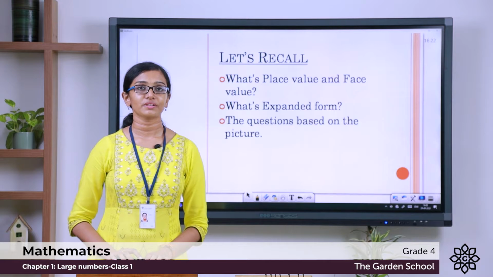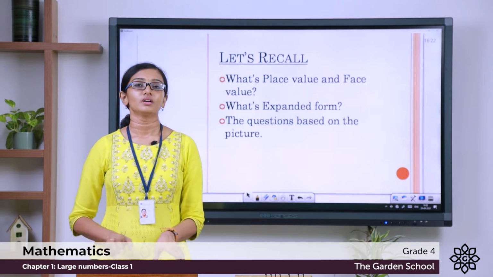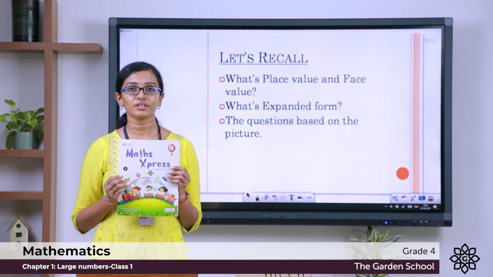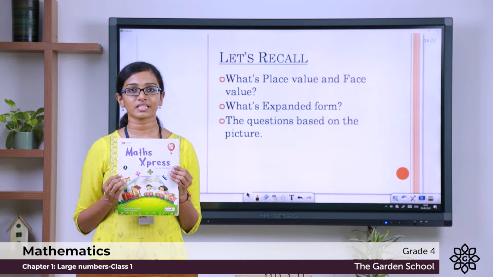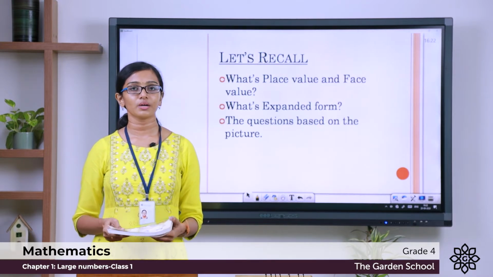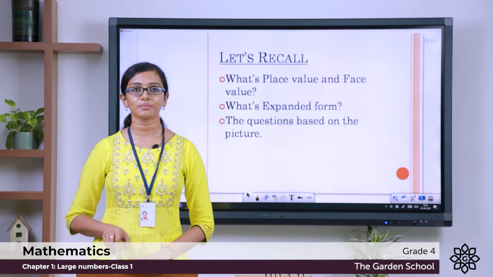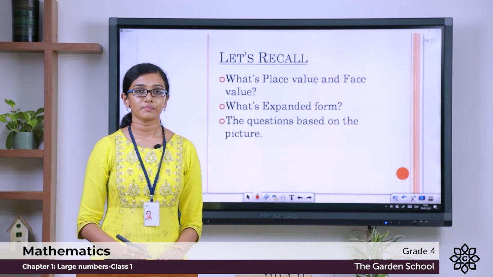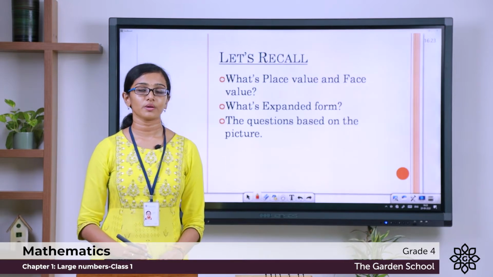Now let me introduce our textbook first. So this is our textbook for this year. It's Maths Express 4 by Macmillan Education. It has got 14 chapters in it. We will be starting with chapter 1, large numbers. Before moving on to the main topic, let's recall a few topics first.